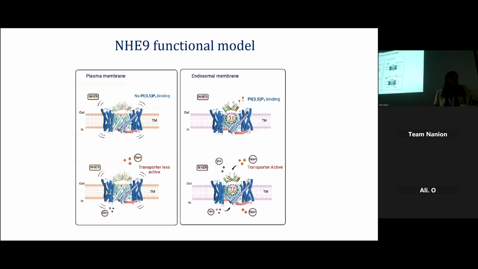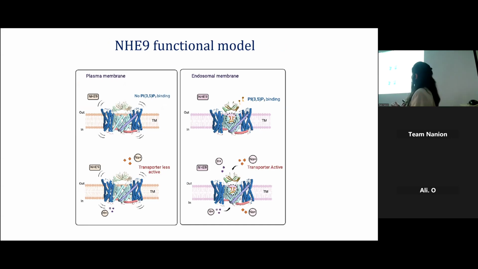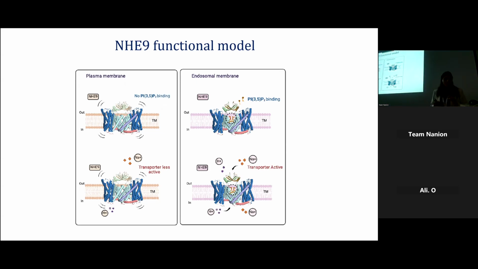With this, we propose a functional model for NHE9 where, when NHE9 is expressed in the plasma membrane, there is no PI35P2, so the transporter is less active, because it's more dynamic and the loop domain is not stabilizing the protein. But when you have it in the endosome, because there is a lipid present, this lipid stabilizes it, and then the transporter is more active when you have it in the endosomal membrane.